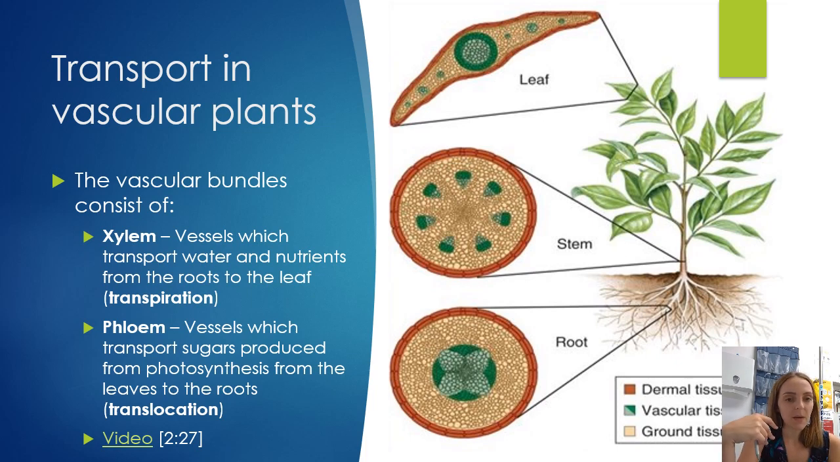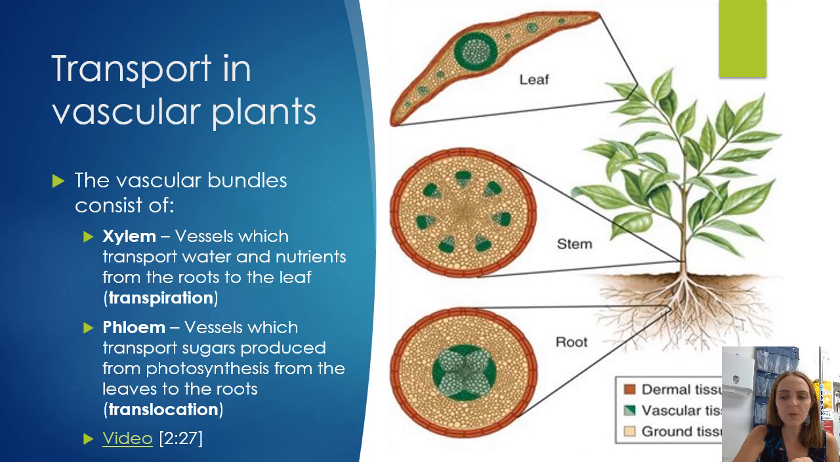And the way you can think about this is xylem, X comes later in the alphabet, so lower towards the bottom to the top. Phloem are the ones going the other way, from the leaf, transporting sugars from photosynthesis to the roots. So going more from top to bottom, and that's translocation.